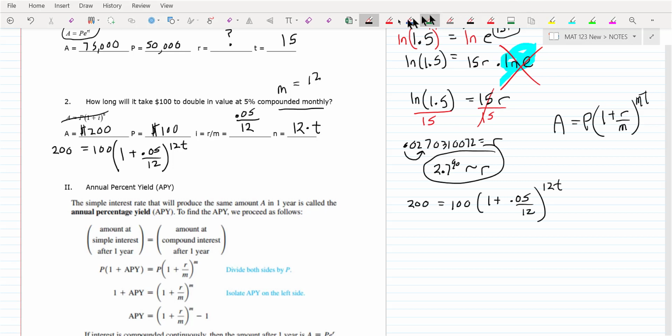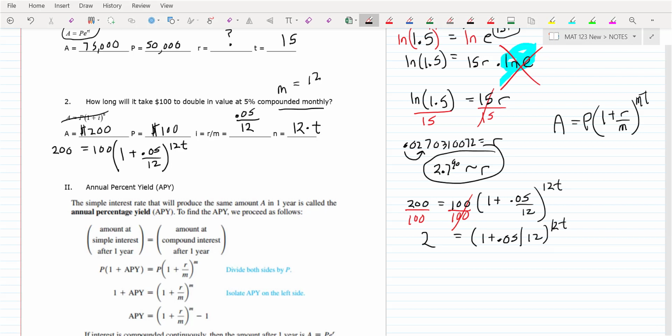So the first thing you have to do before you do a log of both sides is you want to get rid of that 100. And when you do that, you'll get 2 is equal to this raised to the 12t like that. So that's how that gets put together. Now you're ready to do logs of both sides, okay, like that.